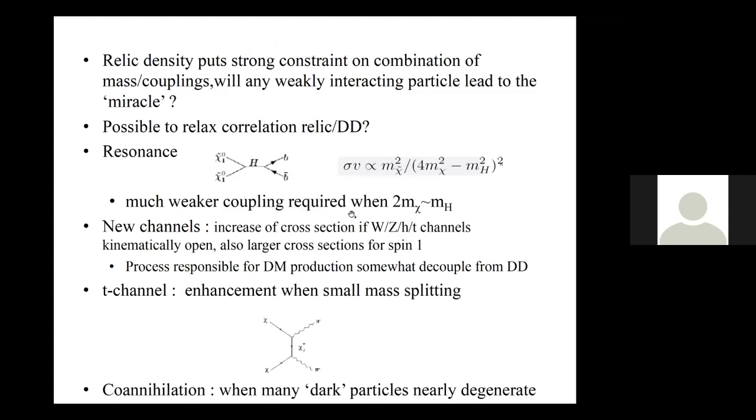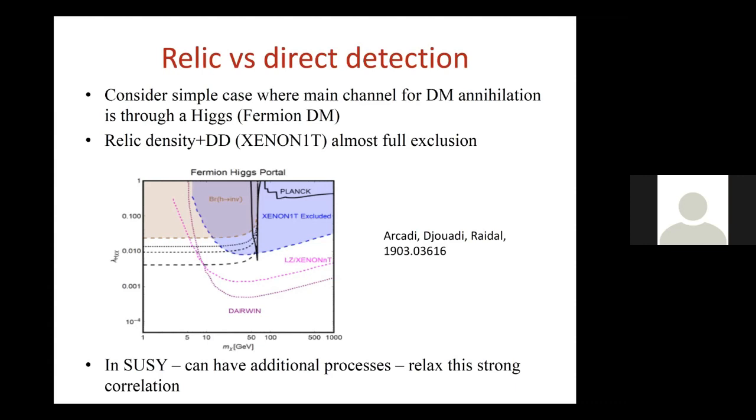Professor Belanger, there is another question from Abhishek. He wants to know how we are getting this annihilation cross section since we do not know much about the dark matter.